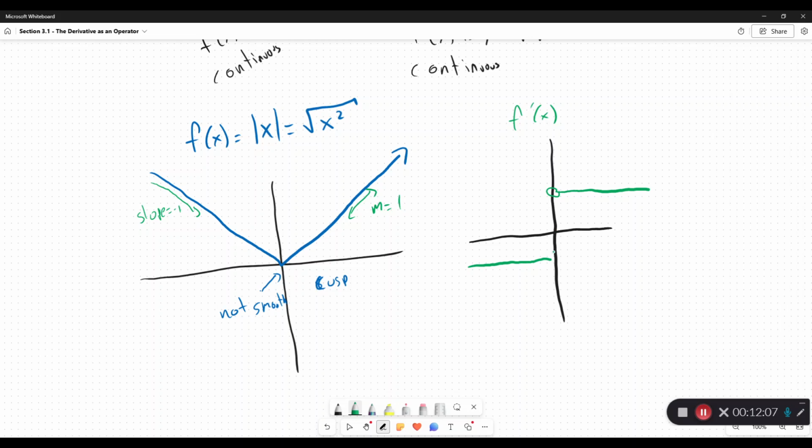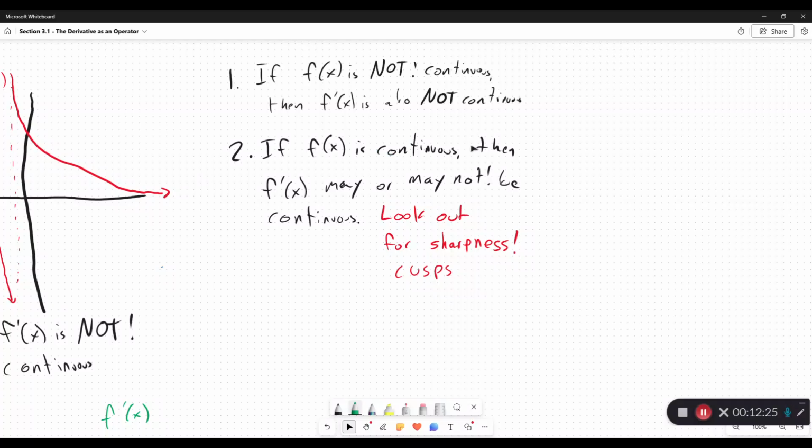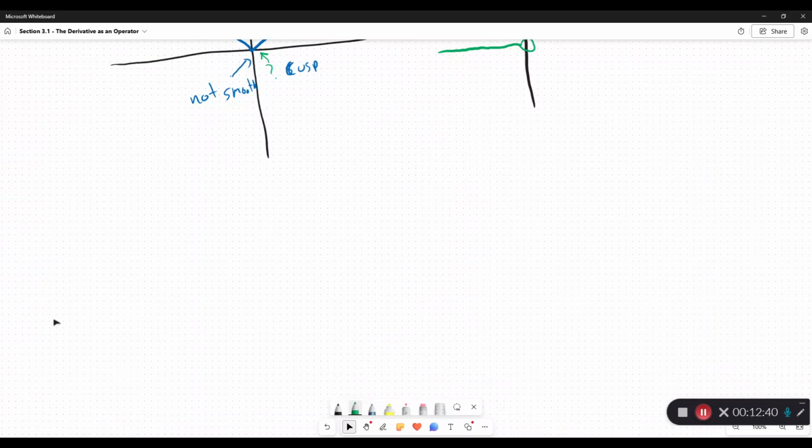So the real question is, what is the slope at 0? No clue. It's not something that we can define like this. And the whole point is, notice, this causes f prime of x to not be continuous. Okay? So, just because f is continuous, it doesn't inherit that continuity. But I can declaratively say, if f is not continuous, then f prime is also not continuous. That's an important distinction to make.